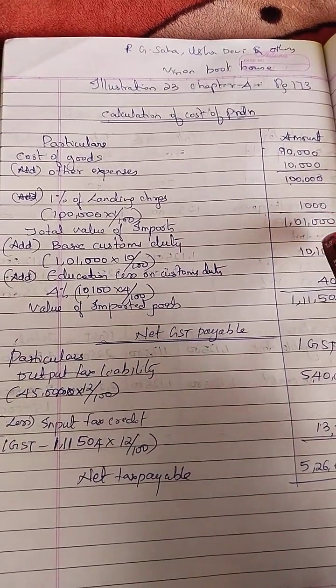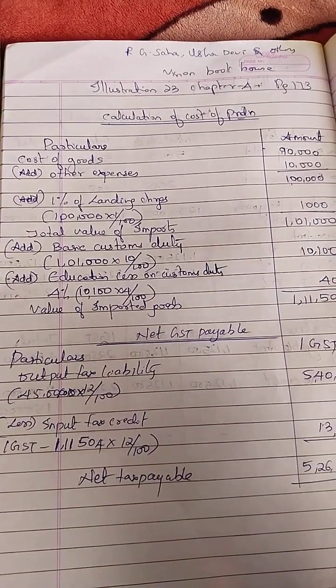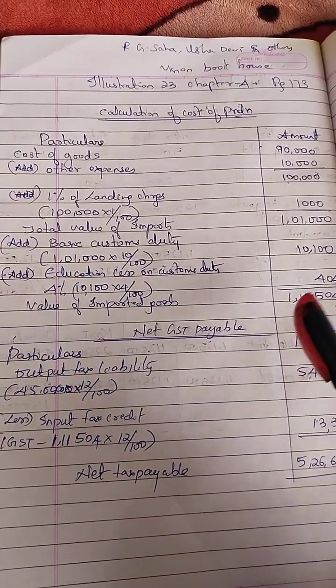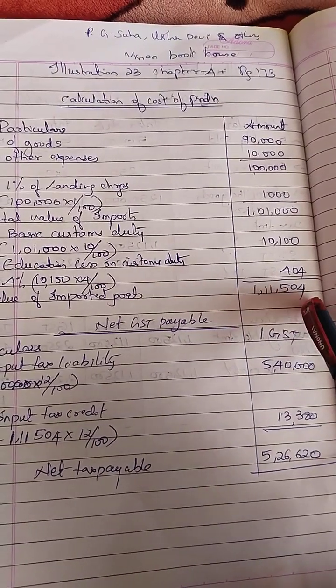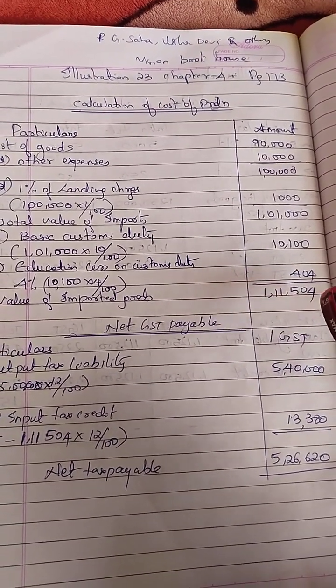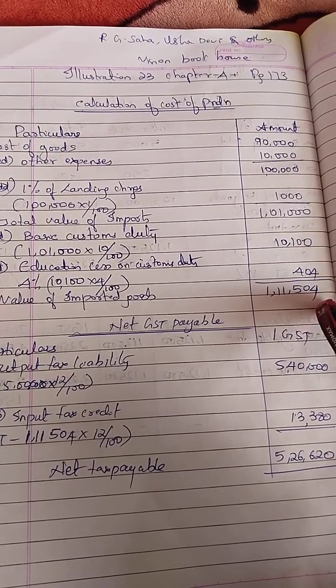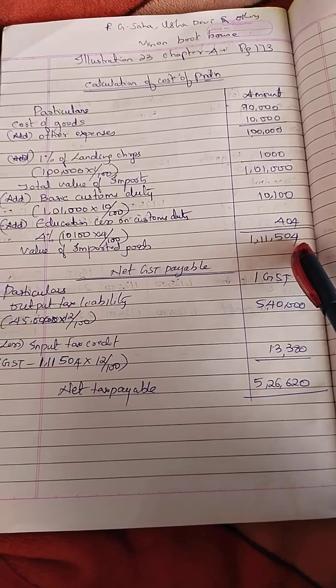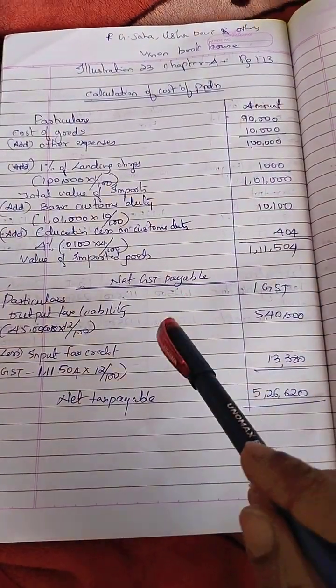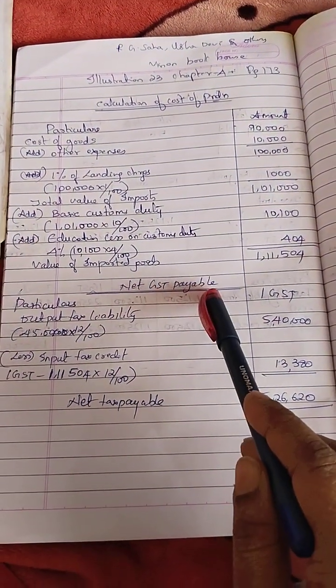So you are going to add the basic customs duty and the education cess, and you are going to arrive at 1,11,504 as the value of your imports. So this is your transaction value as far as imports are concerned. Now we know next we have to calculate the net GST payable.